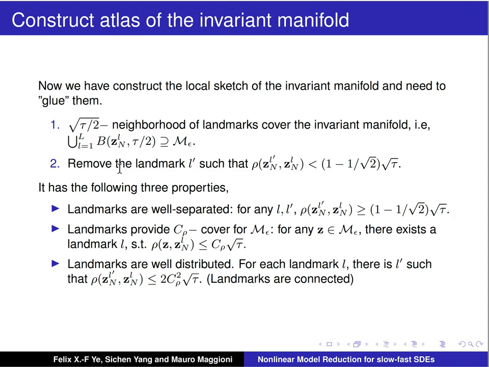The second step is to remove the landmarks that are overcrowded. We don't want too many landmarks getting way too close. We need to make sure these landmarks are well separated. So we remove the landmarks that are less than 1 minus 1 over square root 2 of tau apart, like square root tau here, in the definition of distance.